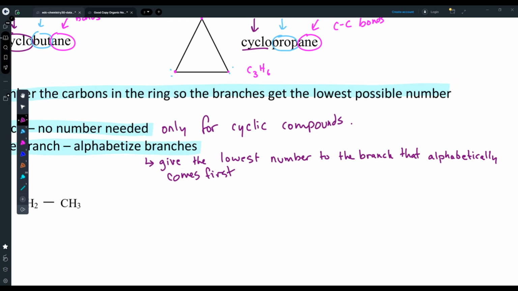And actually, I should add on to this. You're going to give the lowest number to the branch that alphabetically comes first if, no matter which way you number your carbons, you get the same result, like you use the same numbers. That's an important distinction that we need to say. So if, regardless of how you number carbons, you get the same result.